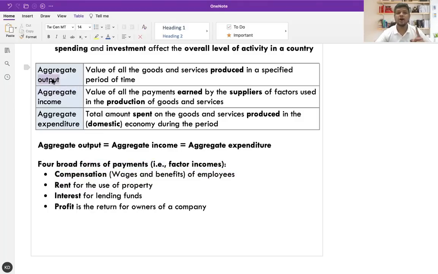Aggregate output, total amount of goods and services produced. Aggregate income, total amount of income earned by the suppliers of these factors of production. Is that clear?